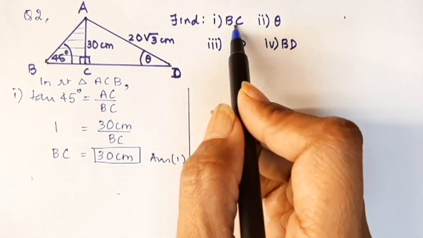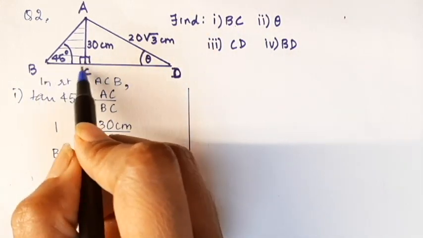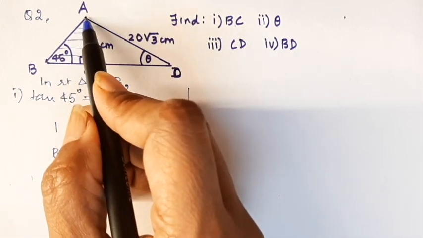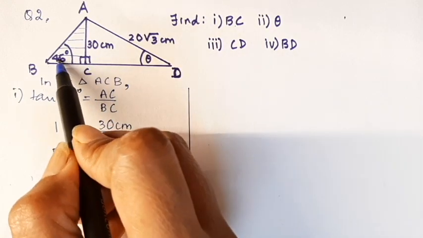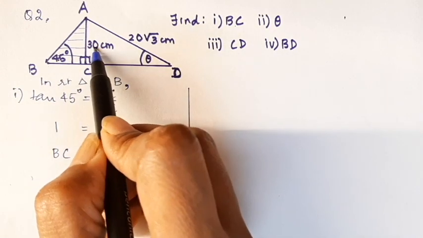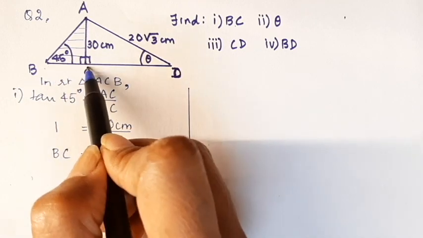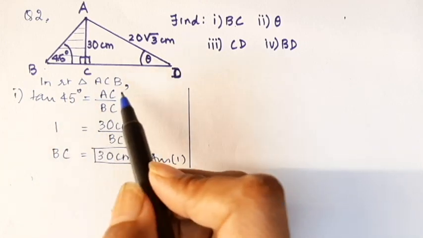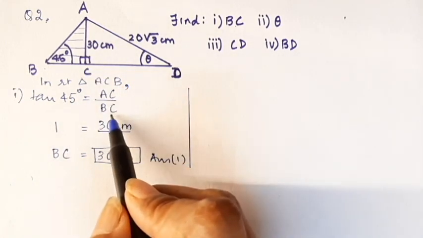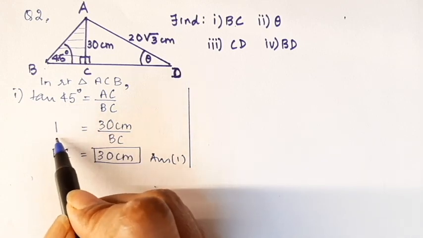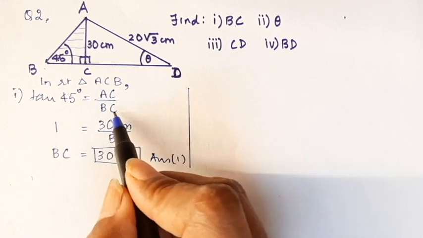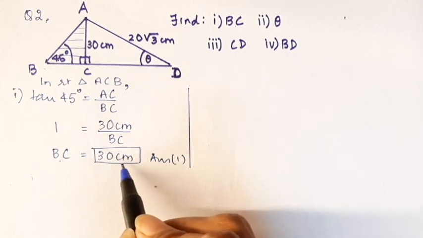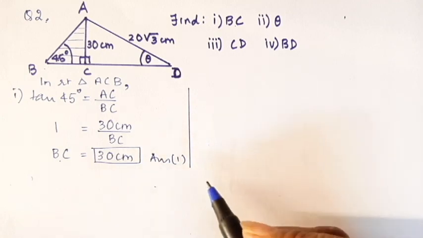Now if we have to find BC, which is the first one in our question, we are going to connect with this right triangle, that is triangle ACB, because we know angle 45 and we link it with 30 centimeters, which is opposite, and BC, which is adjacent. So we get the tan ratio. Tan 45 degrees will be AC upon BC. Now we know the value of tan 45 as 1, and so AC becomes 30 centimeters. BC we do not know. Cross multiply, BC equal to 30 centimeters, and that is our answer 1.